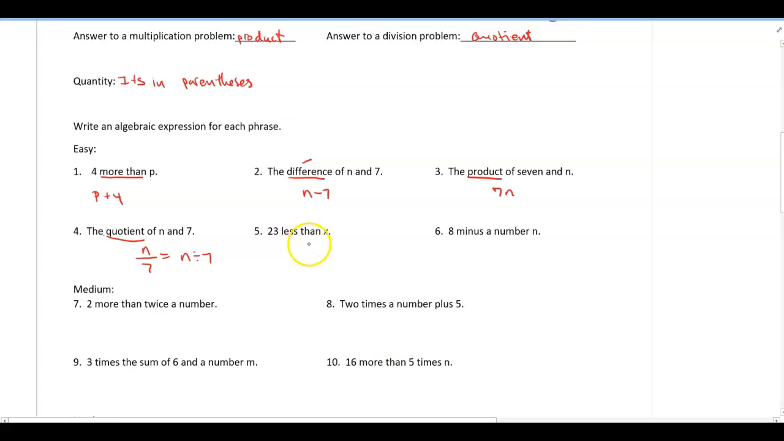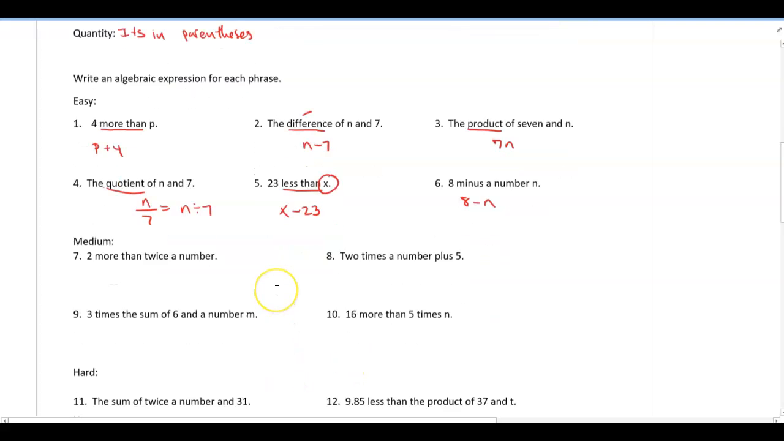23 less than x. Less than means subtraction. And remember, you have to be less than something. So what are we technically starting with? We are starting with x. And we are 23 less than that, so we're going to subtract 23. That order does matter because x minus 23 is not the same as 23 minus x. And when we look at number 6, 8 minus a number n, that's just 8 minus n, and we could leave it like that. That's the only answer you could have for that one.